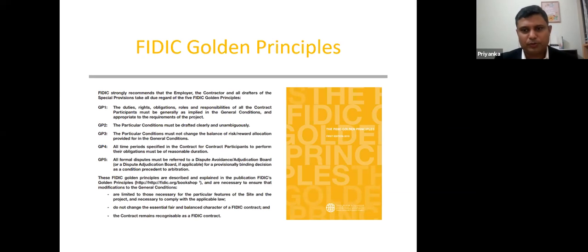Now, FIDIC Golden Principle has been drafted in such a way, right? Even though the employers can do bespoke conditions of contract, for example, changing a remeasurement contract to a lump sum contract. In the JCT format, you don't have to do that one because there is a separate contract for that. In NEC type of contract, cost reimbursable is separately mentioned, like that it is there, right? However, in the FIDIC version, if you are going to change that particular Red Book to a lump sum contract, there are guidelines which is given by the FIDIC.